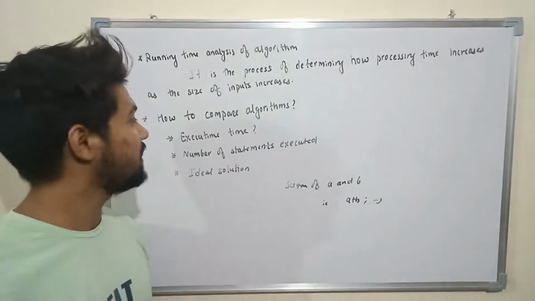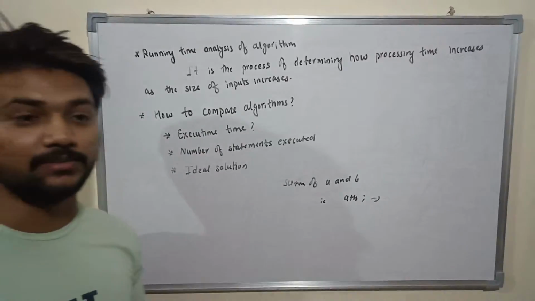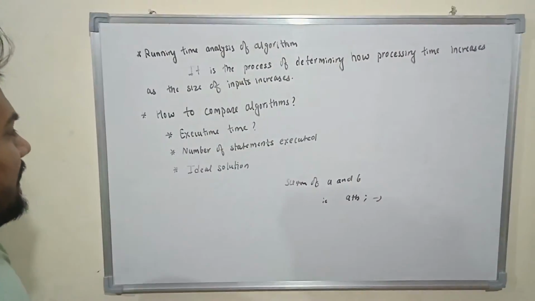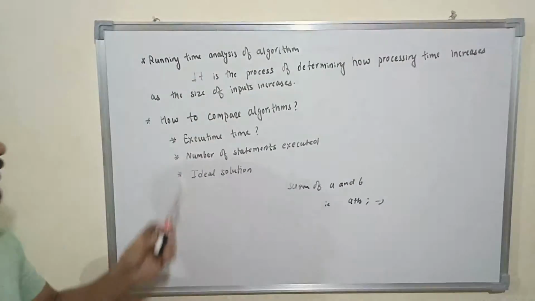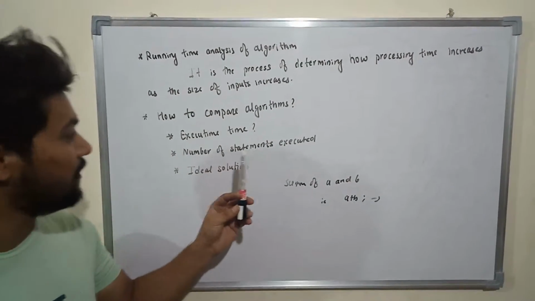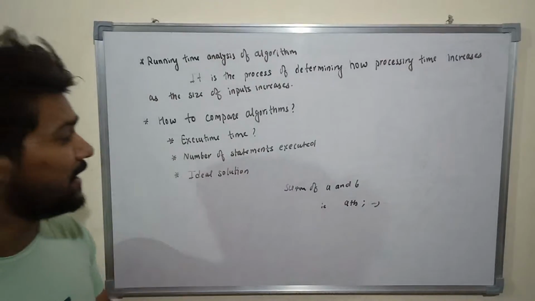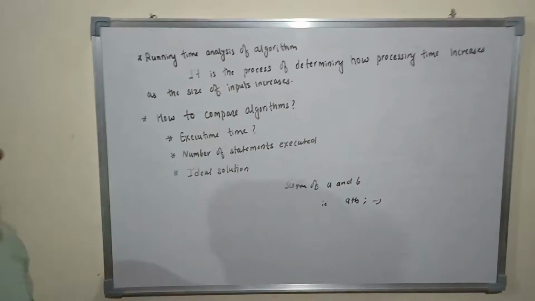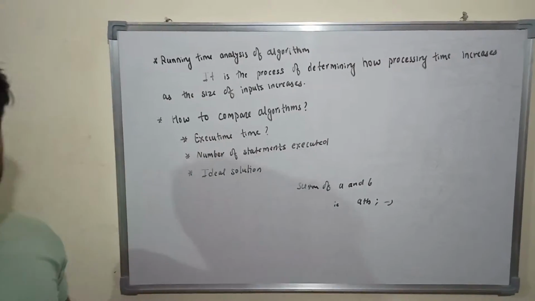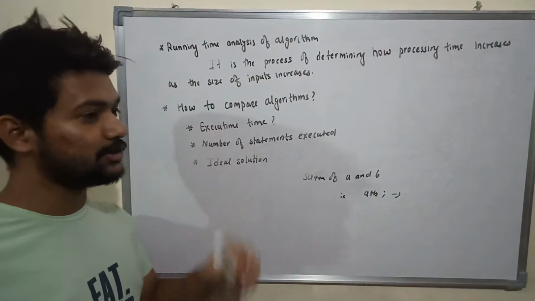Now, the next question is how to compare the algorithms. Is it the execution time we have to look at while comparing the algorithms, or is it the number of statements executed, or any other ways? So what is execution time?